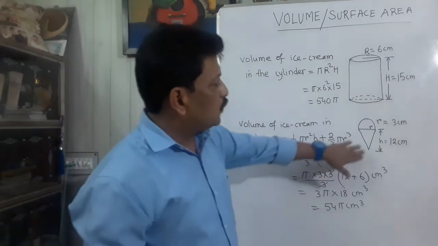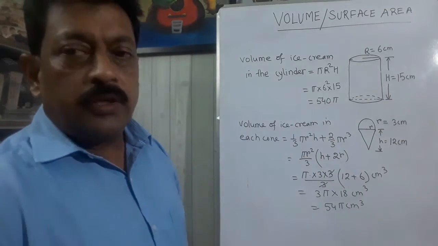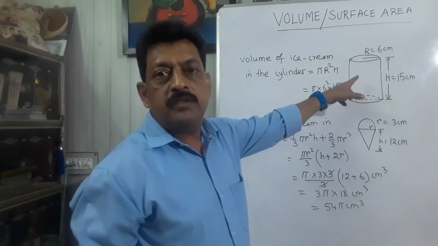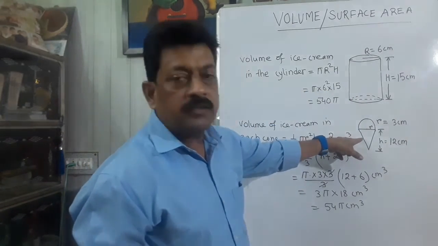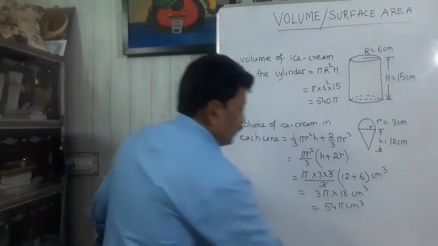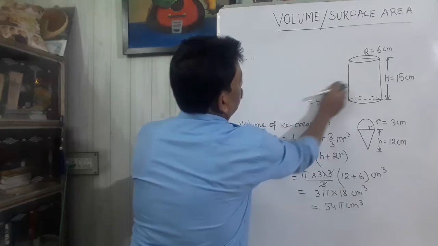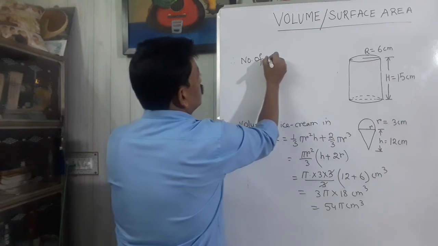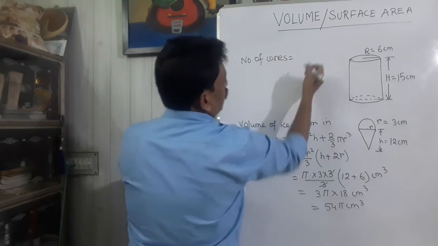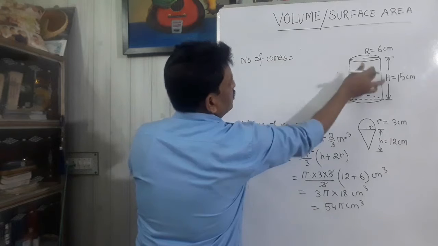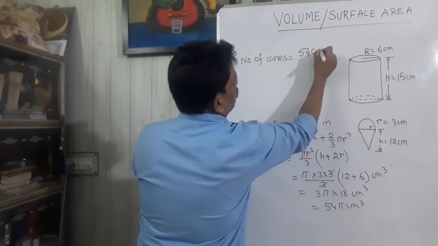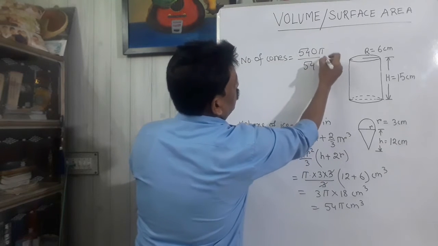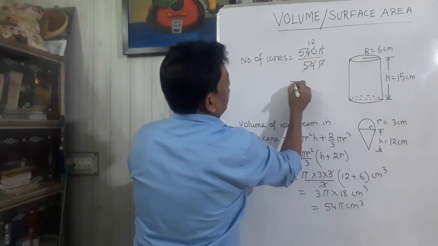Now we have to find the total number of cones. So it is quite clear from the question that to find the total number of cones, we have to divide the volume of ice cream in the cylinder by the volume of ice cream in each cone. Therefore, number of cones equals to volume of ice cream in the cylinder, which was 540 pi, and volume of ice cream in each cone is 54 pi. So by cancelling, we got 10 as the answer.